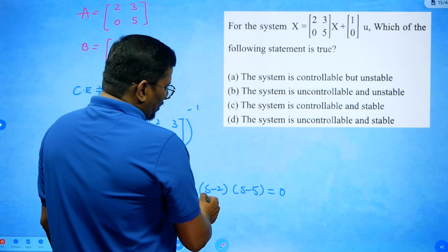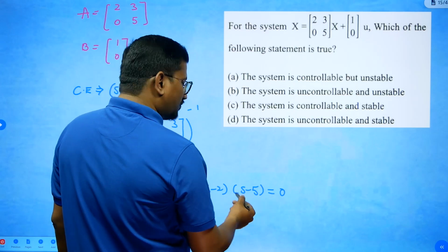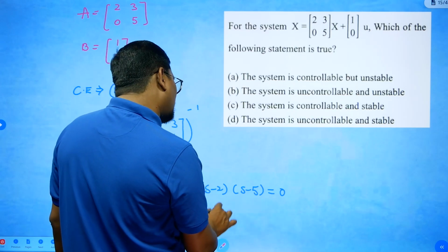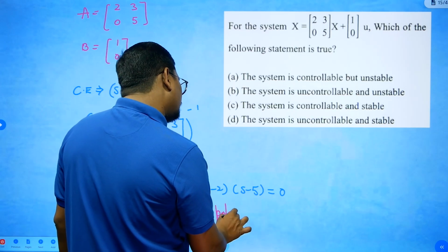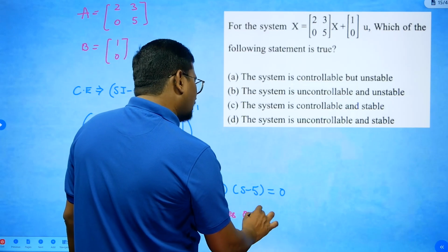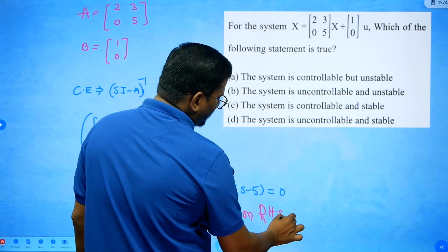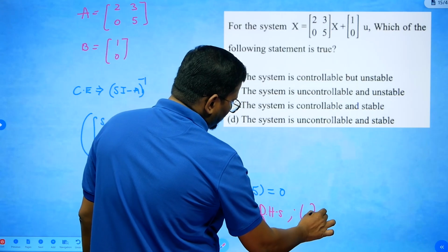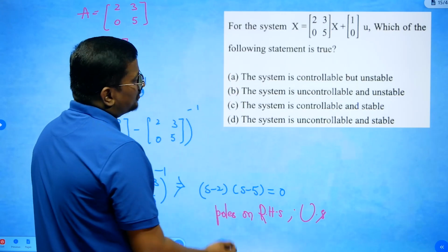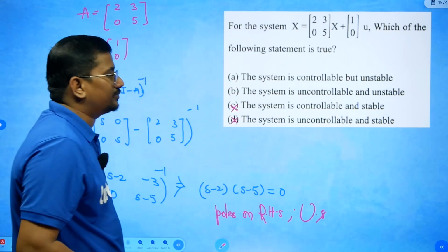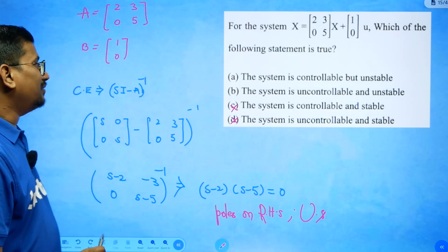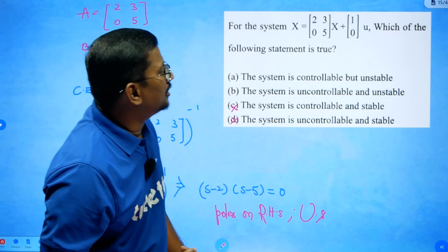So therefore can I say (s minus 2) into (s minus 5) is equal to 0 means poles are lying on the right half of the s plane. So therefore the system is unstable. So out of these 4 options, these 2 straight away we can eliminate. But the only thing we need to calculate is controllability.